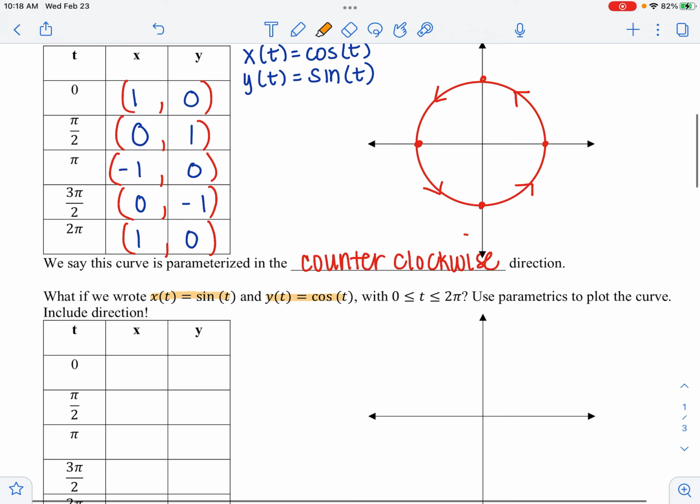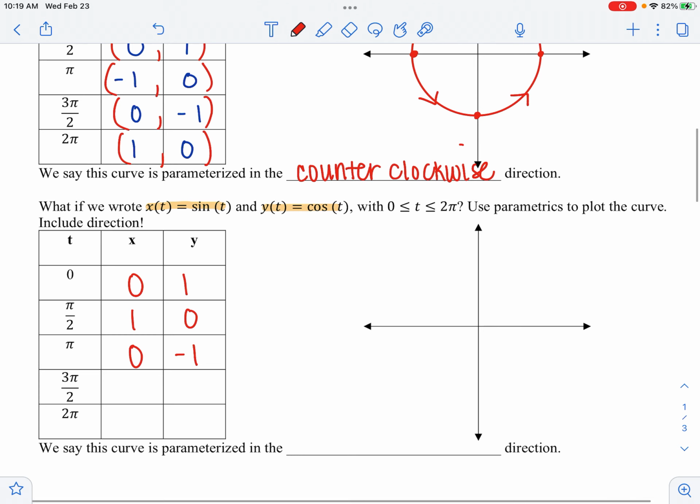So I want this value first, which is 0, and then this value, which is 1, right? So this would be 0, 1, and I'm just going to look at each one of these and flip it, because all I'm doing is switching sine and cosine. So this would be 1, 0, 0, negative 1, negative 1, 0, and 0, 1.